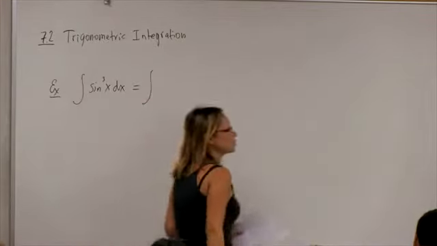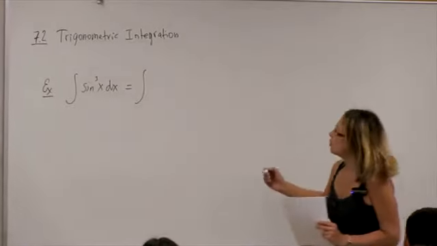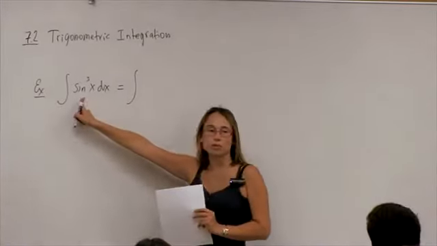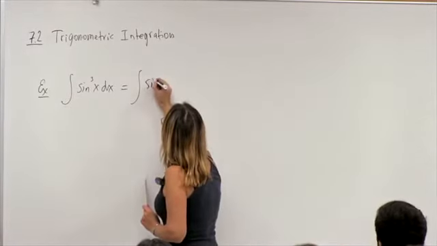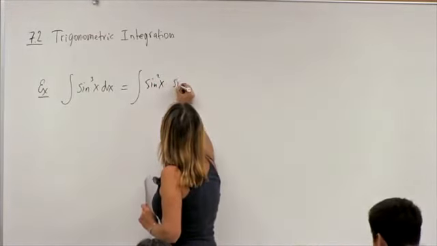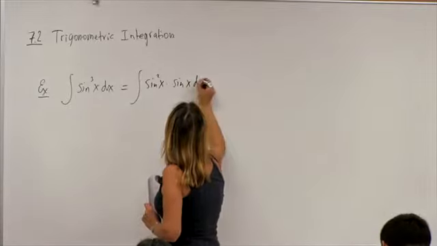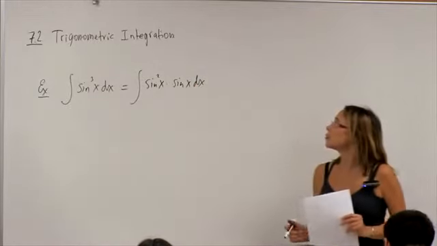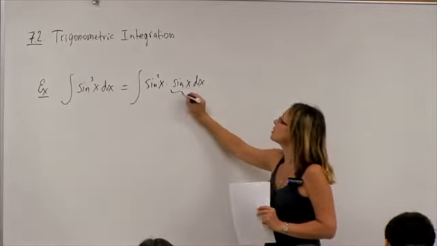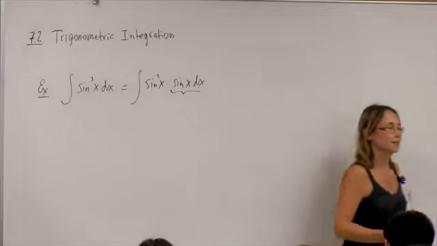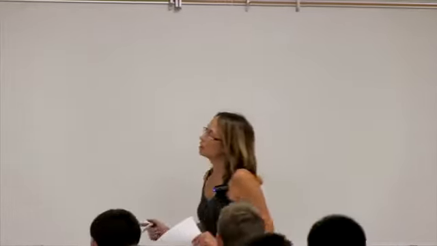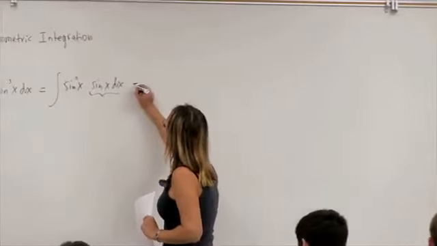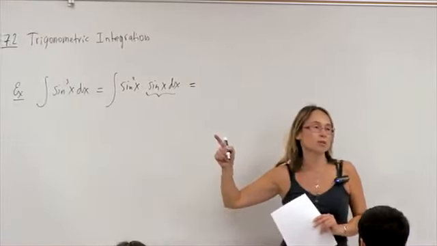So we are going to use a trick. I'm going to split off one of the 3 powers of sine here, and say that this is sine squared x times sine x dx. Now you notice that this is kind of a derivative of a cosine. So with this idea in mind, I want to express everything in terms of cosines.